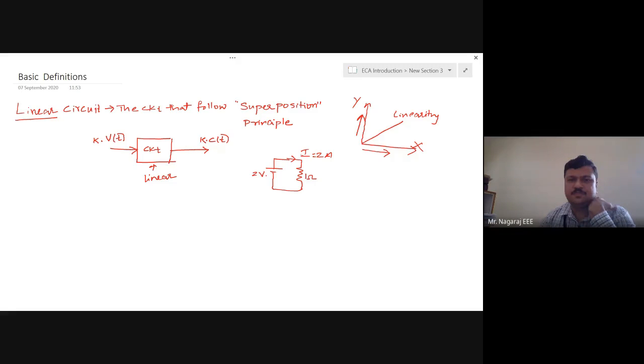If there is a proportional change in output when there is a proportional change in input, then that circuit is called a linear circuit. So this is the simple understanding.